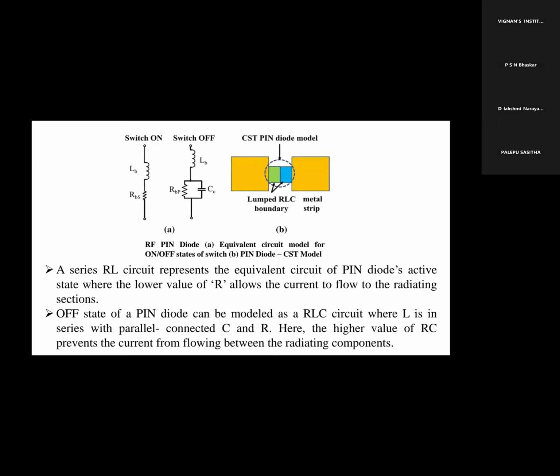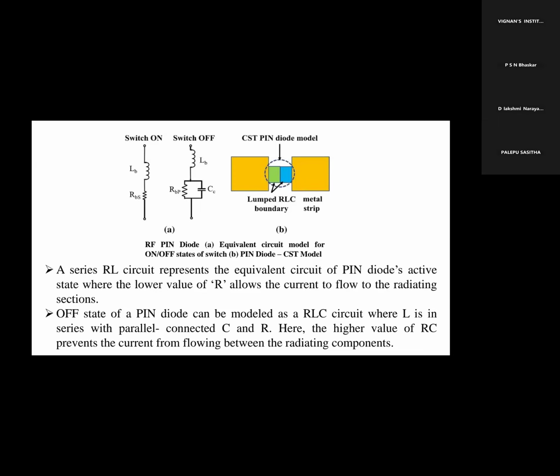A serial RL circuit represents an equivalent circuit of the PIN diode active state, where the lower value of R allows the current to flow to the radiating sections. So we need to choose a resistance value as small as possible whenever it is in the on state. When it is in the off state, the PIN diode can be modeled as an RLC circuit where L is in series with the parallel combination of R and C. Here, the higher value of RC prevents the current from flowing between the radiating components.